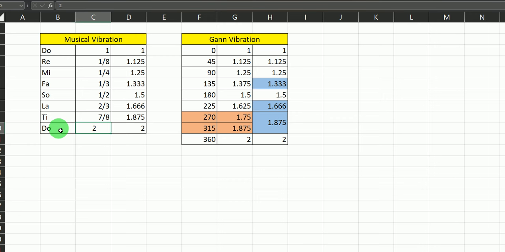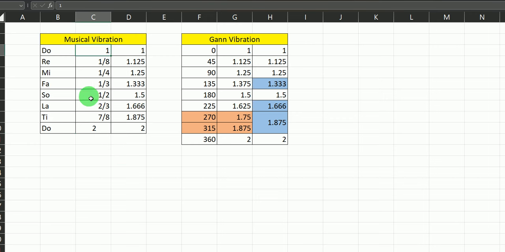So musical vibration is always a doubling process: 1 into 2, 2 into 4, 4 into 8, like that. You can check any website. I am giving basic information.